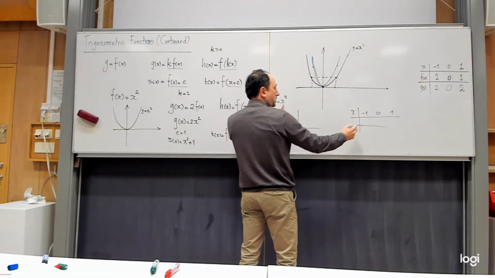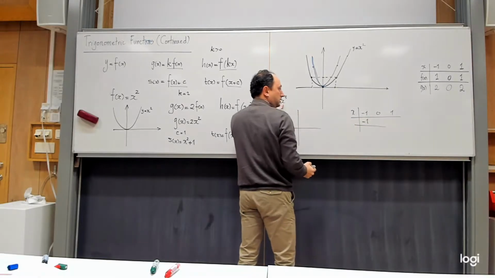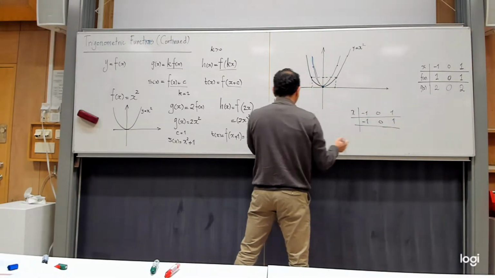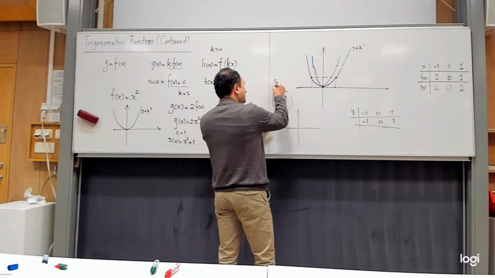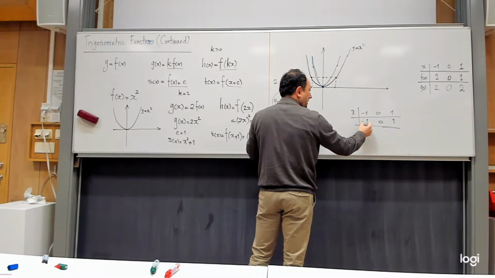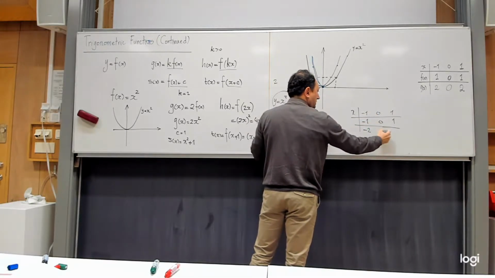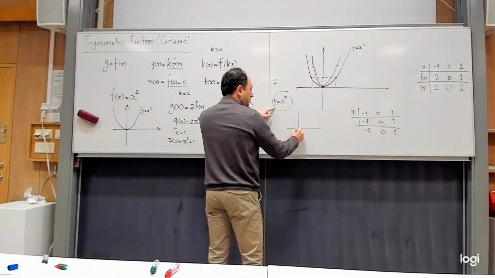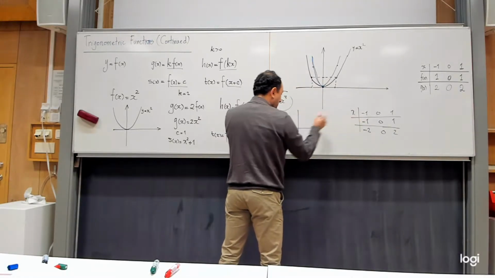-1 becomes -1 to the power 3, which is -1. If I put 0, it becomes 0. If I put 1, it becomes 1. Let me multiply this function by 2, for example. Then the output for -1 will be -2. This would be 0 again. This would be 2. The graph of this function, if you use GeoGebra to draw it, is easy.